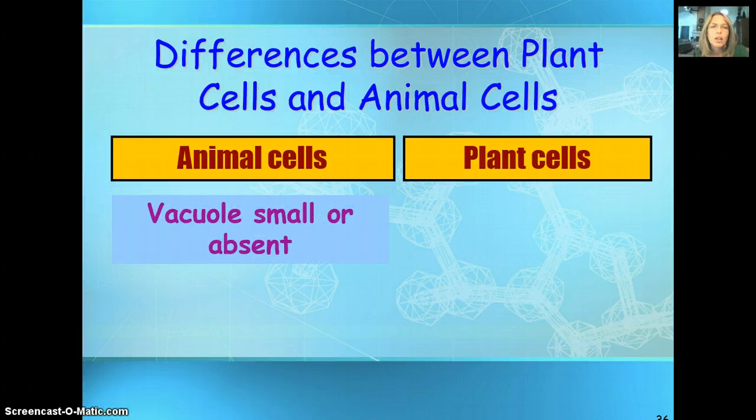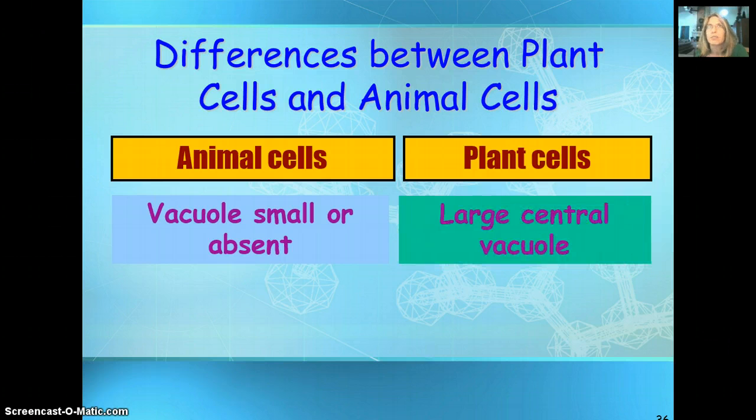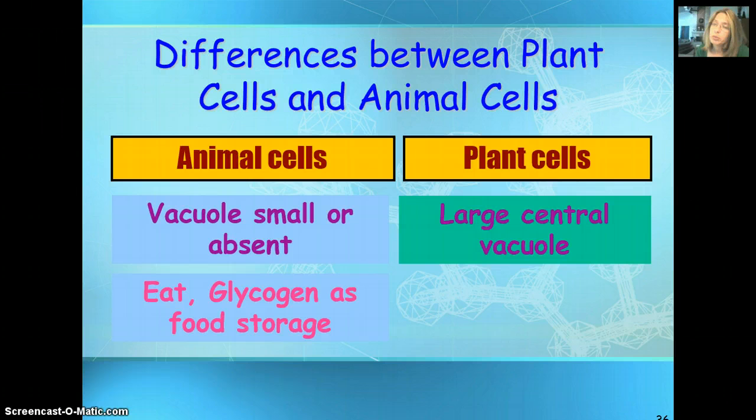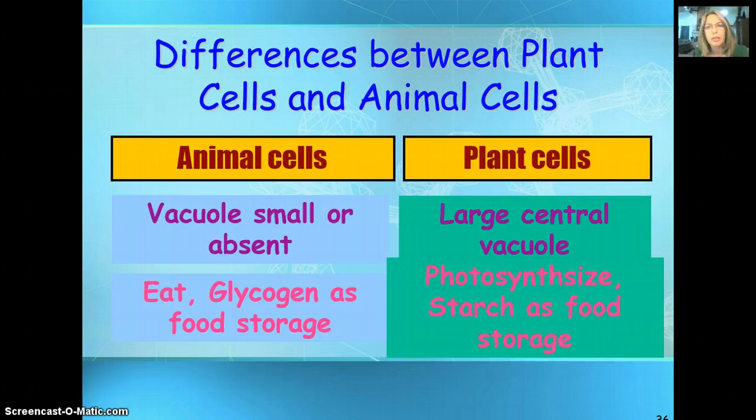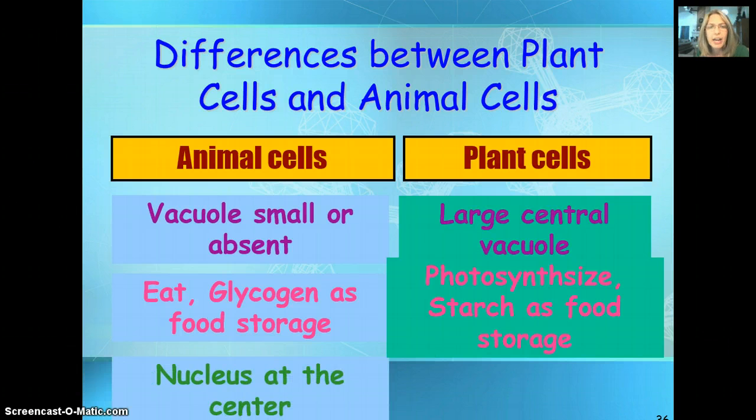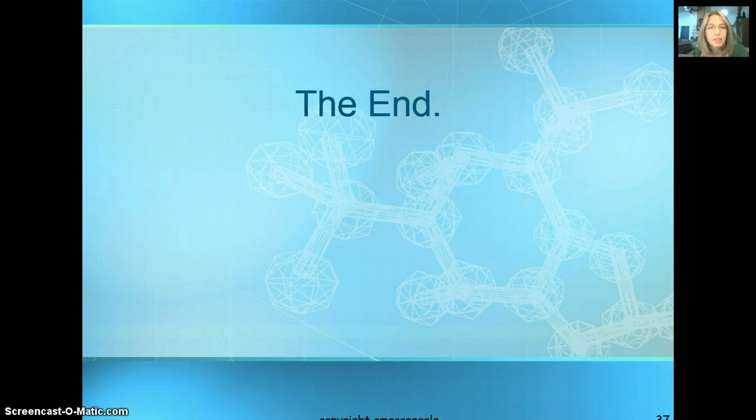Animal cells either don't have any vacuoles or they're teeny, teeny, tiny. Plant cells have this huge, large vacuole right there in the middle. Animal cells, of course, have to eat, while plant cells photosynthesize to make their food. Animal cells have a nucleus basically in the middle of the cell, where plant cells' nucleus is kind of shoved up against the cell wall.